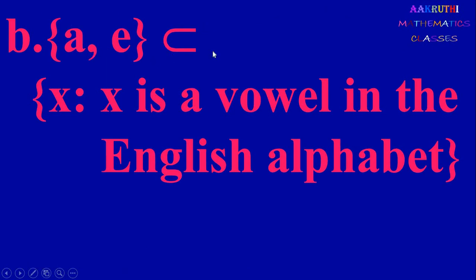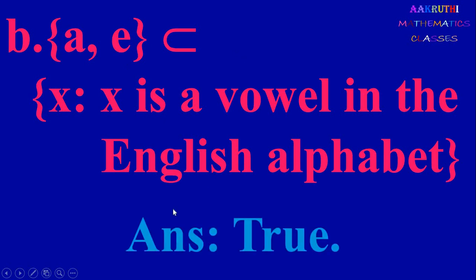Next one, set A. It is a subset of set of all x such that x is a vowel in the English alphabet. In the English alphabet we have A, E, I, O, U. But here we have AE only. So therefore AE is also present in this set. So therefore this is a subset. So therefore this statement is true.